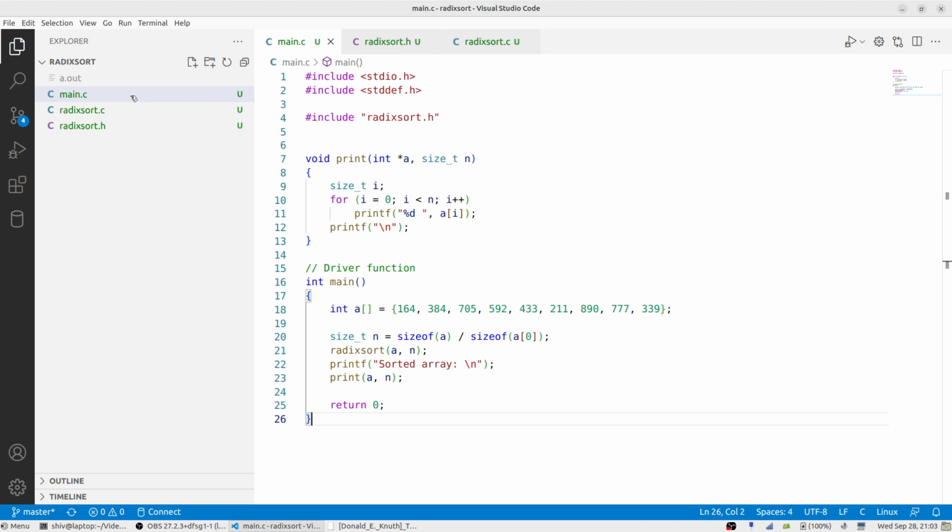Hello and welcome to this video. In this video, we will try to understand Radix Sort and how it works.